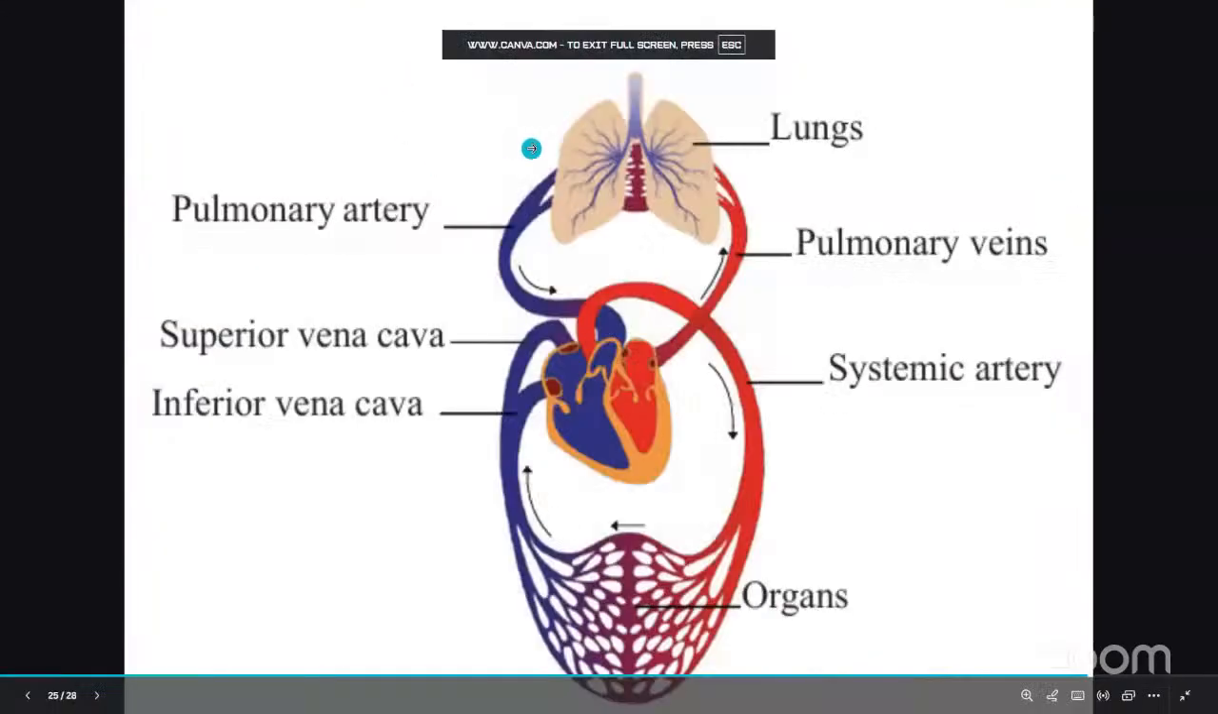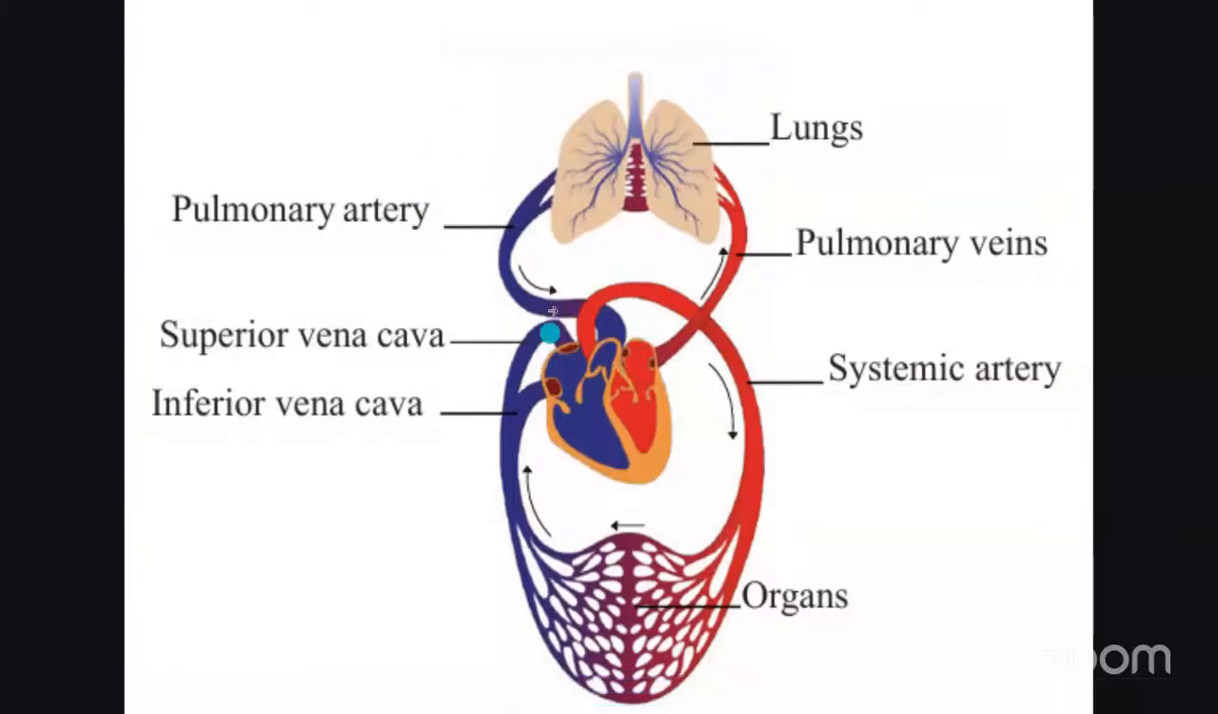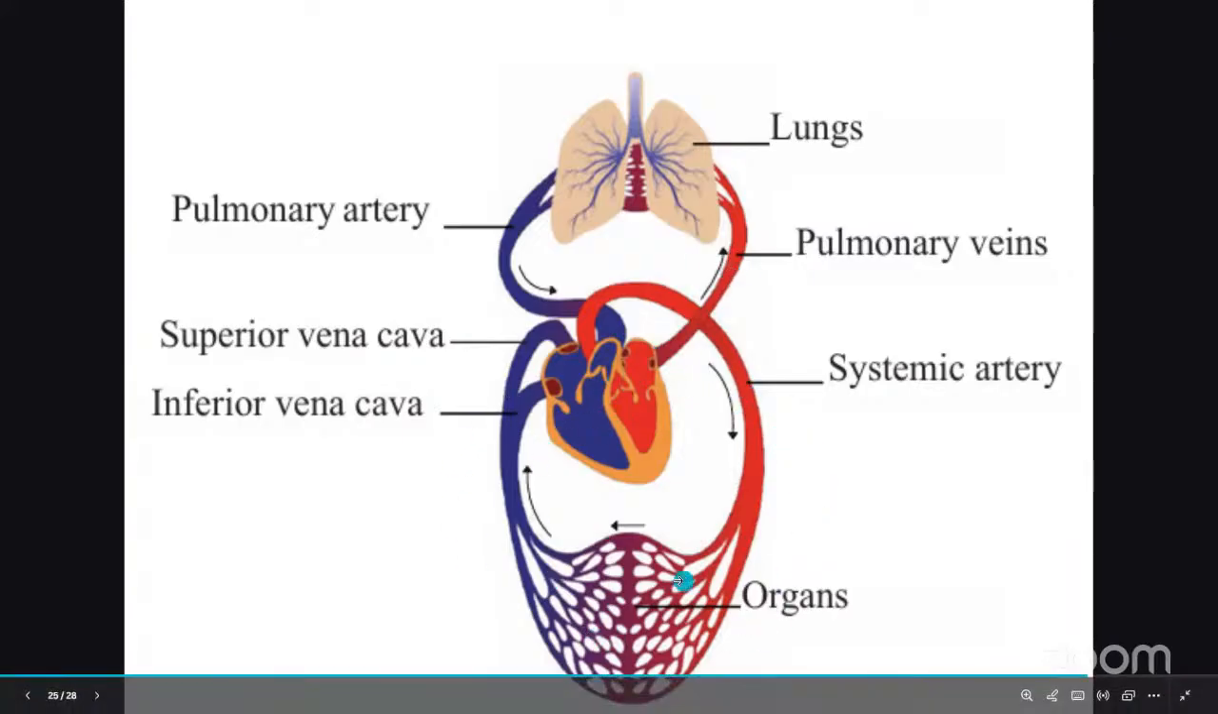Okay, so what I was mentioning is the one when the heart is pumping blood to the lungs, we call that the pulmonary circulation. And when it's supplying blood to the organs, we call it the systemic circulation, right?